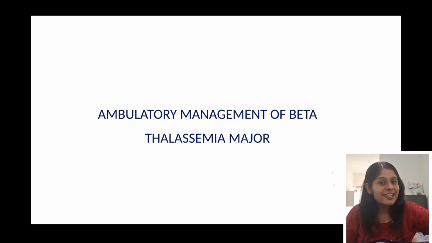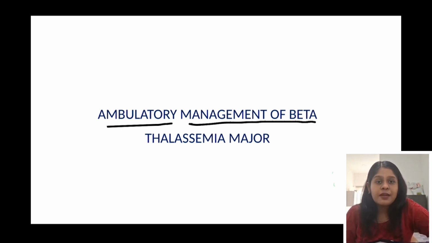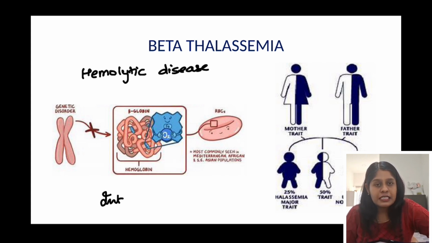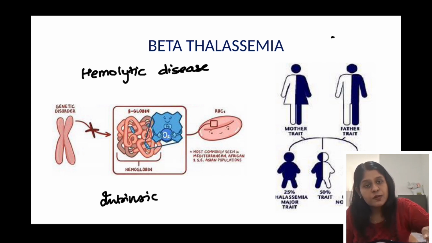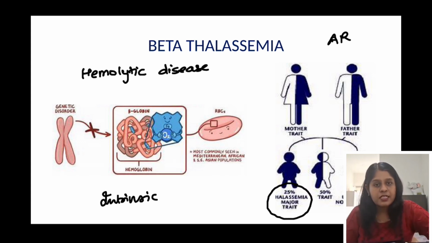I am a pediatrician and I will be teaching you today regarding the ambulatory management of beta thalassemia major. So we know that beta thalassemia is a hemolytic disease which causes intrinsic hemolysis in people. It is an autosomal recessive inheritance pattern of disease, caused by a defect in chromosome 11. So we know that chromosome 11 is the gene which is affected in beta thalassemia major.